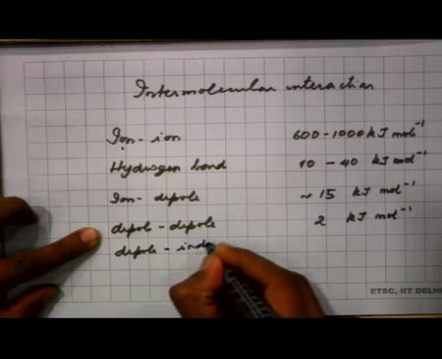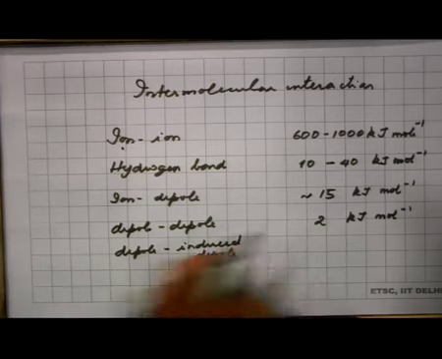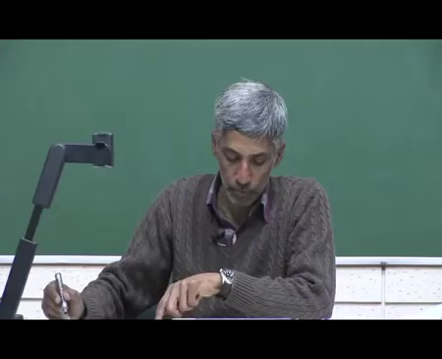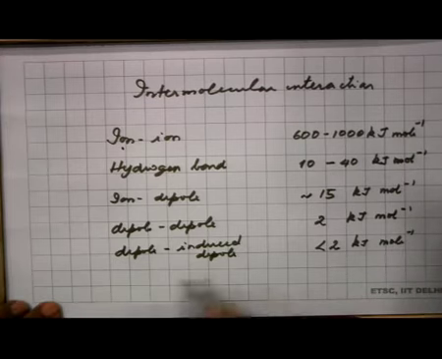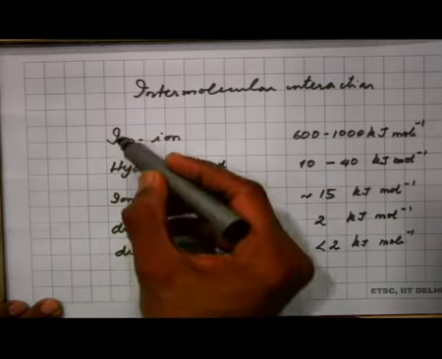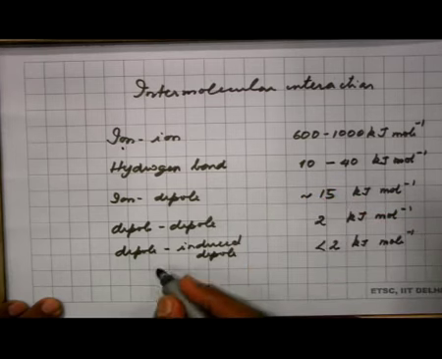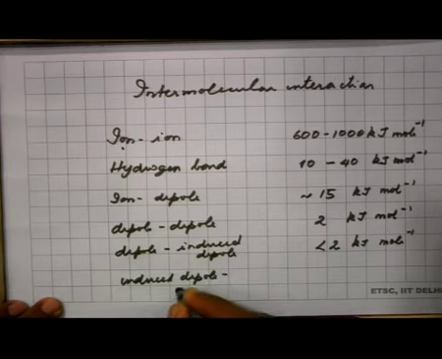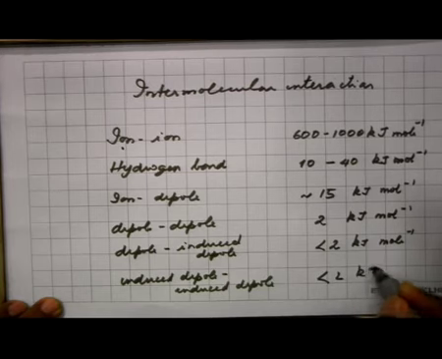After this, we have dipole-induced dipole. If I have a dipole and it comes near another molecule, it induces a dipole, and this is of the order of less than 2 kilojoules per mole. And last, which is not very difficult to understand: I have gone ion, dipole, induced dipole, and the next guess is induced dipole-induced dipole. And this is also very small, but very important.